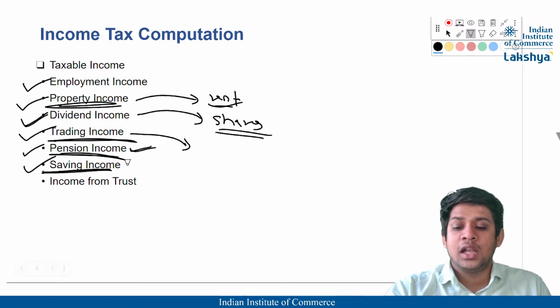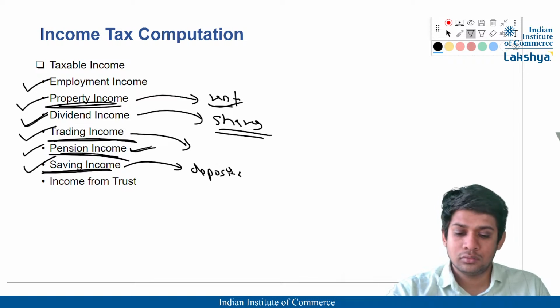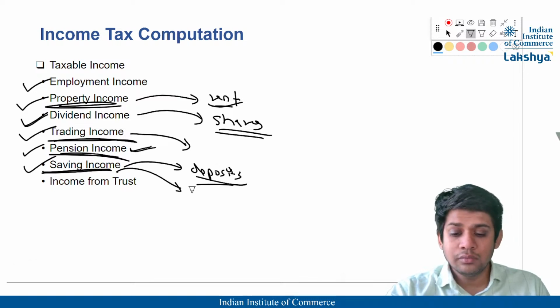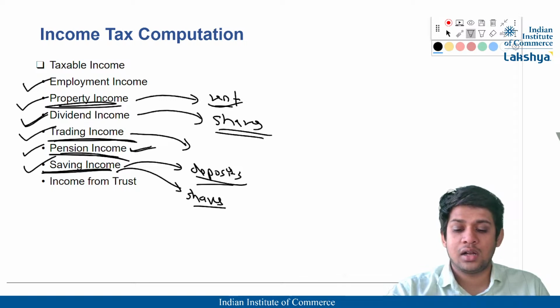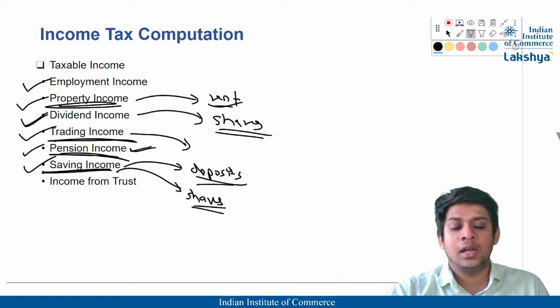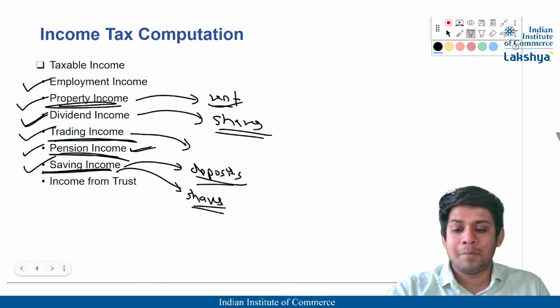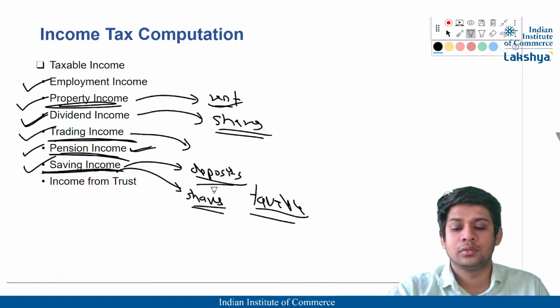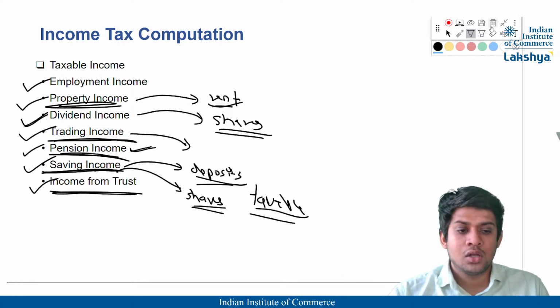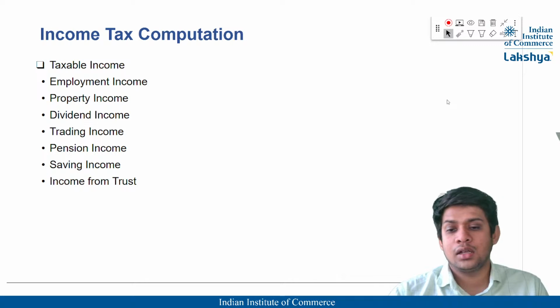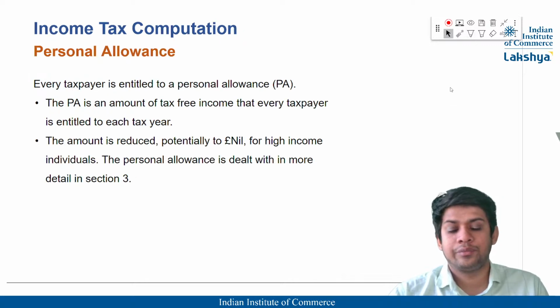Savings income: if I'm making deposits in the individual savings account, then it is exempt. But otherwise, if I have any other savings income, then that will be considered my taxable income. Okay, income from any trust that I've received and so on. So these are all considered my taxable income.